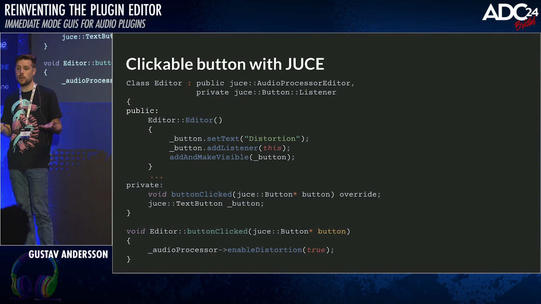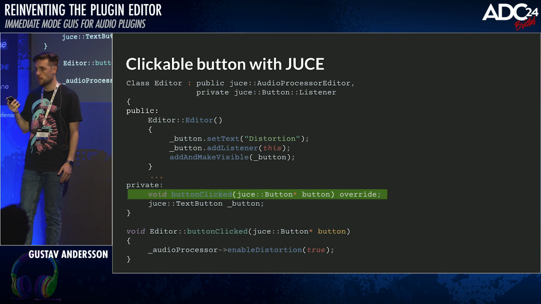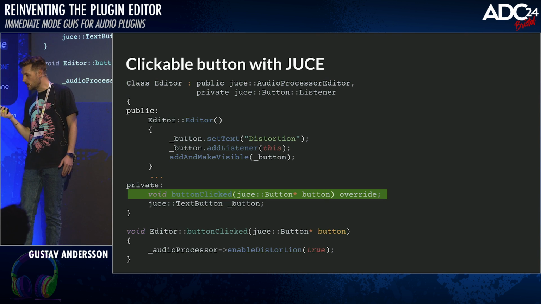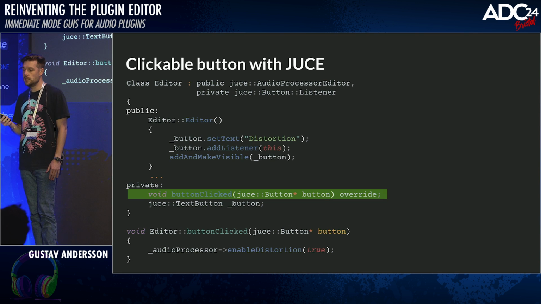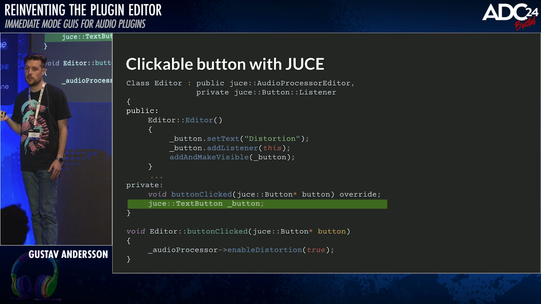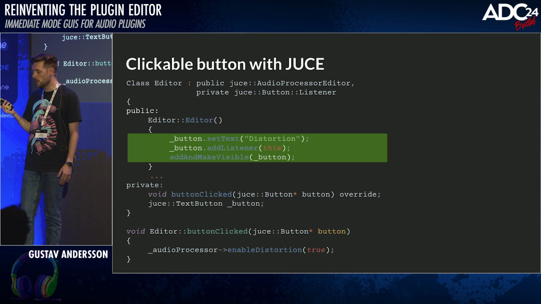But including all the boilerplate necessary. So to do that, we need to inherit not only from the JUCE audio plugin editor base class, but also from JUCE button listener, which gives us this on button clicked callback. We define that, and then we need to have space for the actual button widget.